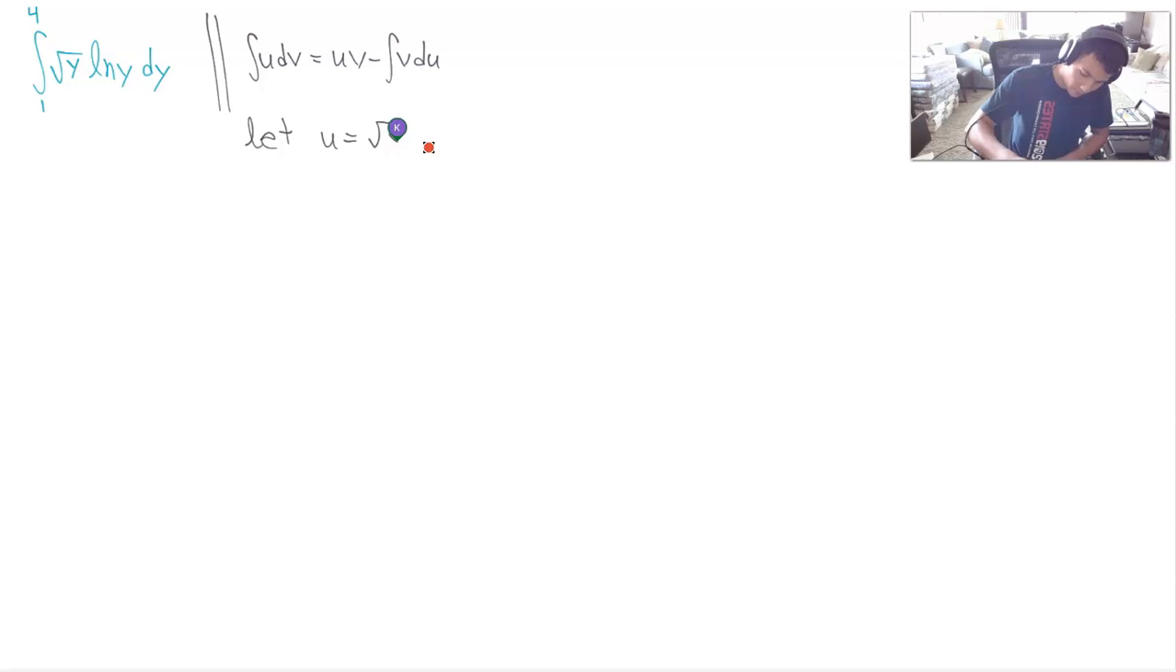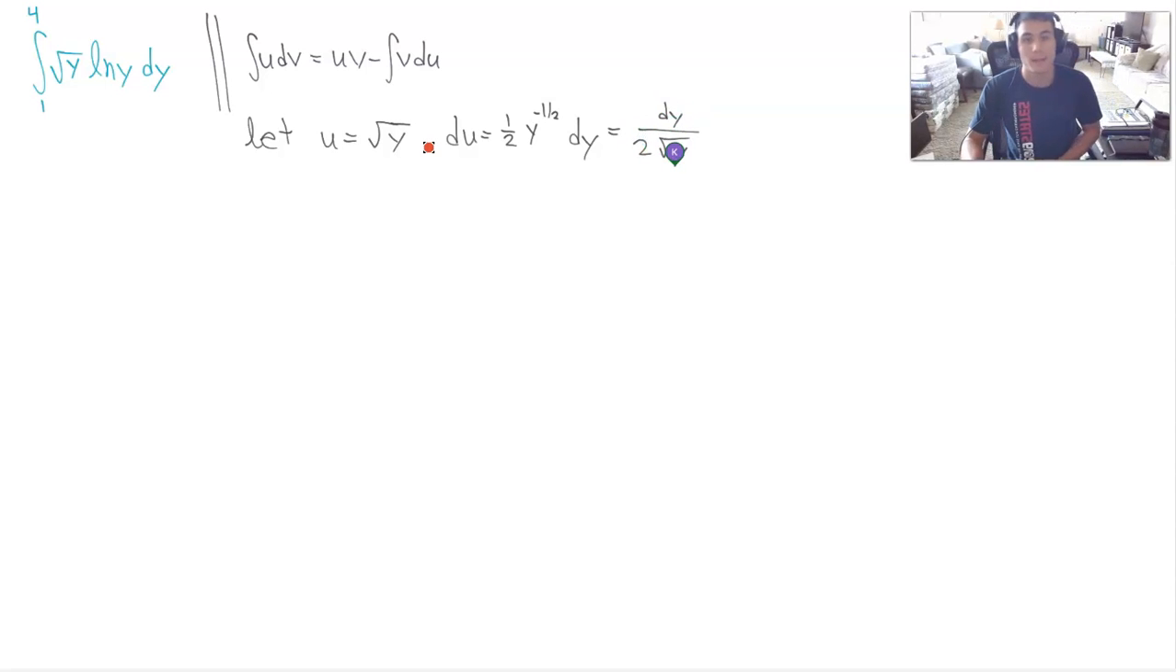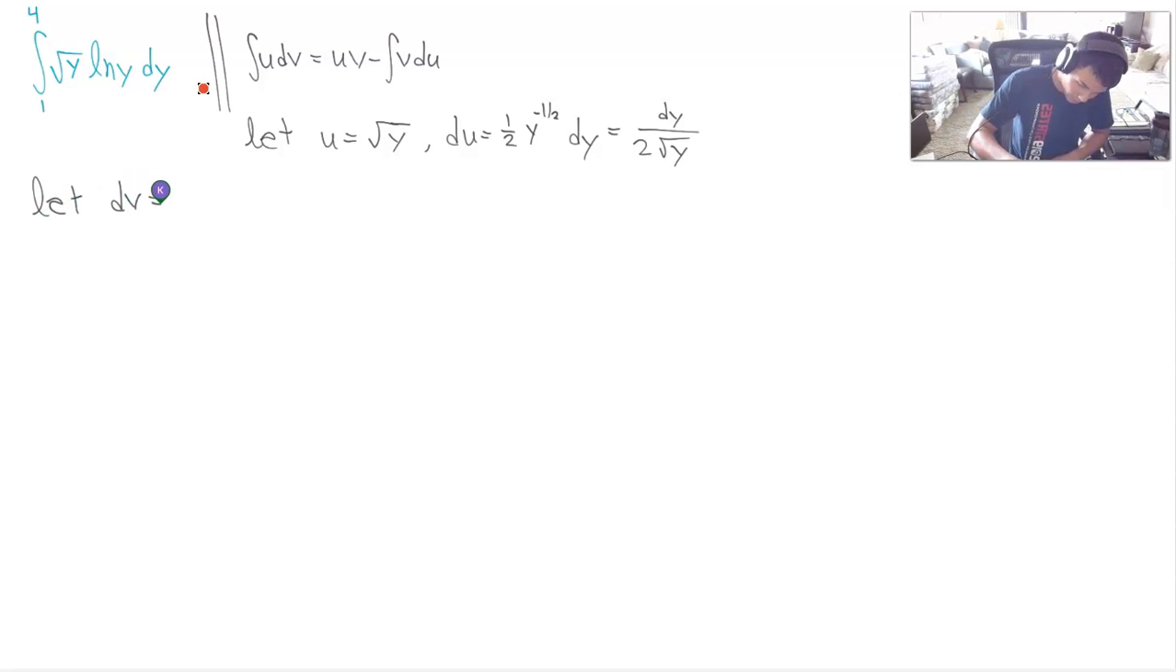Okay. So then we see that du is equal to 1/2 y to the negative 1/2 dy. I can write this a little bit nicer, right? It'll be looking something like this: dy over square root y. That's what it would look like. Okay. Then that means that dv must be this whole thing over here, right? Okay. So then let dv equal ln y dy.